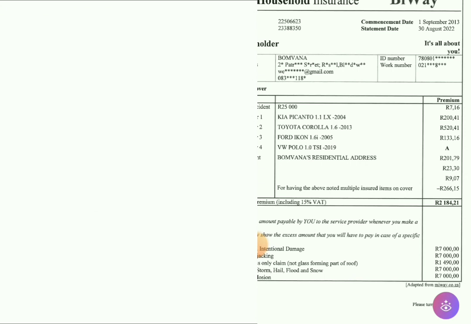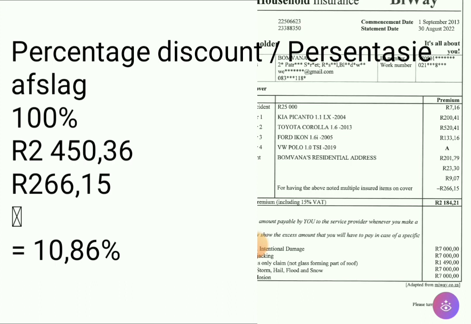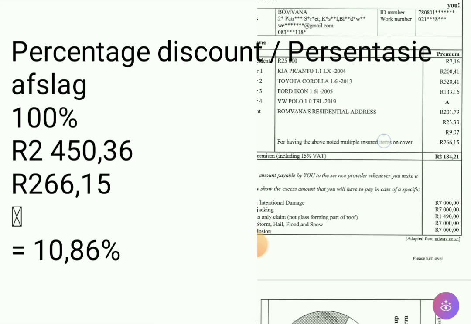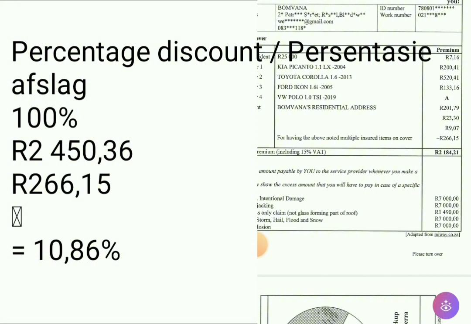So what we do, we say 266.15 divided by 2,450.36, multiplied by 100. Then the percentage discount is actually 10.86%. What do we do, guys? We say 266.15 divided by 2,450.36 multiplied by 100, which equals 10.86%. That's it.